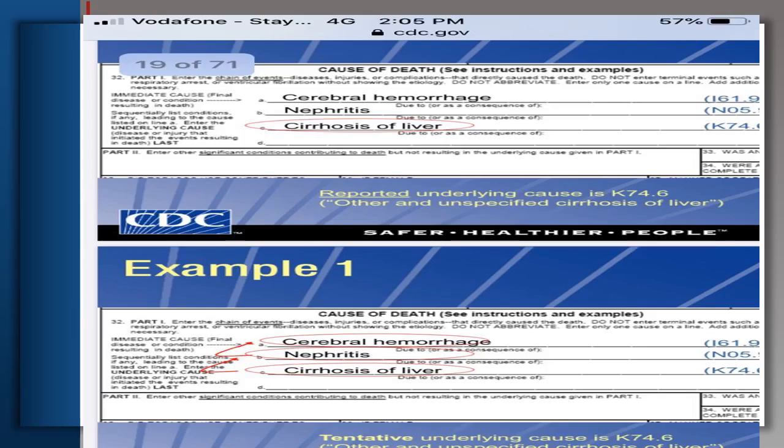The liver cirrhosis is considered the underlying cause of death, as we found that the patient developed nephritis. Nephritis here is considered the intermediate cause of death, but the patient died due to cerebral hemorrhage. So the cerebral hemorrhage is the immediate cause of death because it is the final disease or injury causing death. So liver cirrhosis is the underlying cause, nephritis is the intermediate cause, and cerebral hemorrhage is the immediate cause of death.